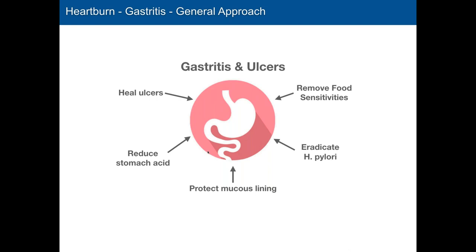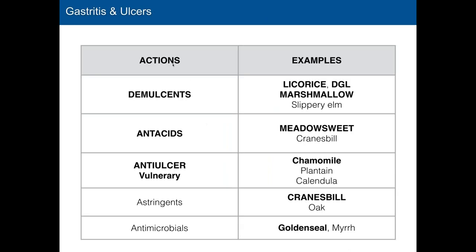Now, you can also use herbs to do that, combining things like chamomile, I'll look at it in a second, and then healing ulcers with vulneraries as well. So your demulcents, you must go with this. DGL would be a great option with this, but so would marshmallow, slippery elm, licorice in tincture form, not the other two in tincture form. Your antacid, you might be going with meadowsweet for sure. You might even throw a little bit of cranesbill in there because it's an astringent that has some antacid effects. I've also found that chamomile has antacid effects as well.